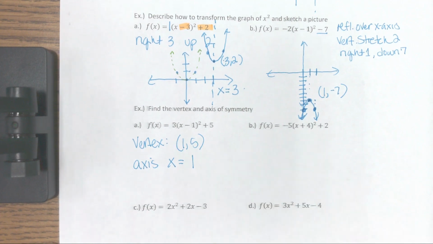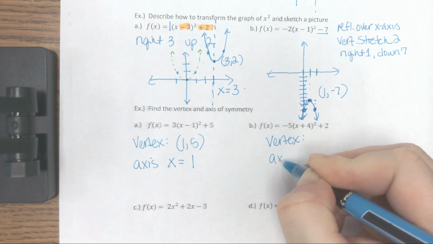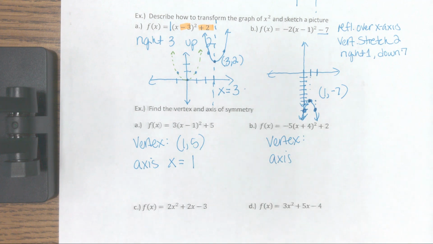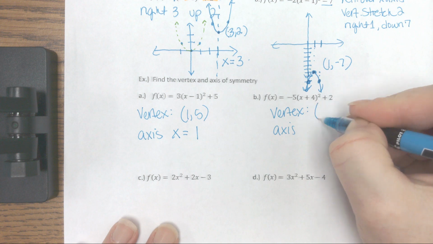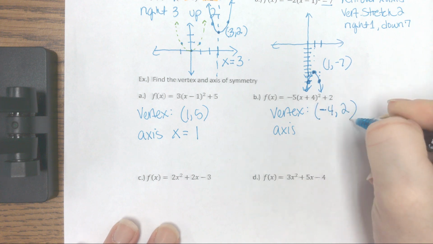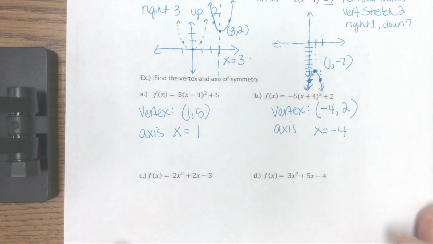Okay, try this one. Vertex, you should have put -4, 2. Axis, x equals -4. Okay.